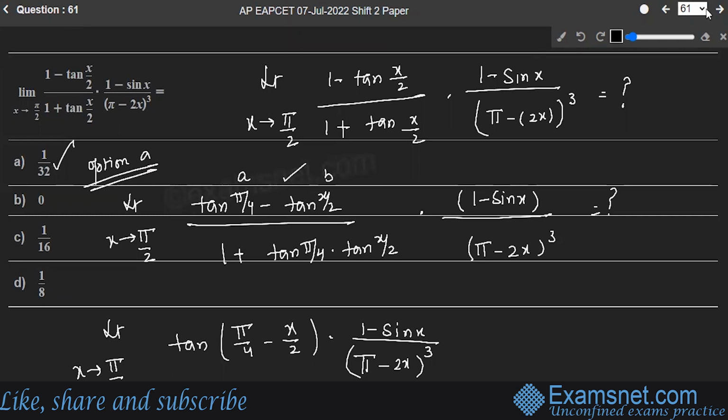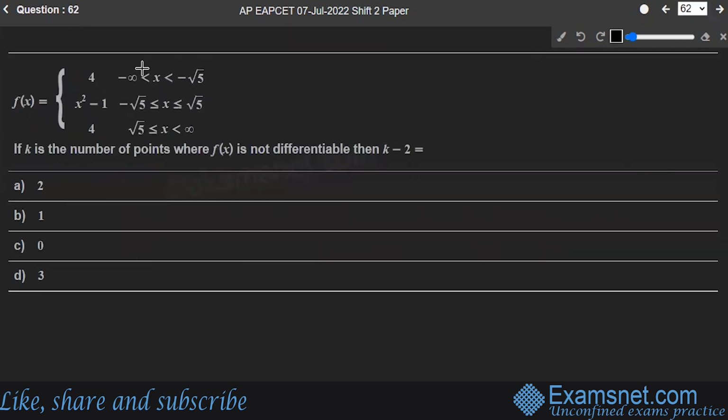Let's move to the next question, number 62. Fx is equal to 4 when x lies between this interval, x squared minus 1 when x lies between this interval, and 4 when x lies between this interval. If k is the number of points where fx is not differentiable, then k minus 2 is equal to. So, first of all, what are the points to check? It's minus 5 and 5. Let's write down points to check.